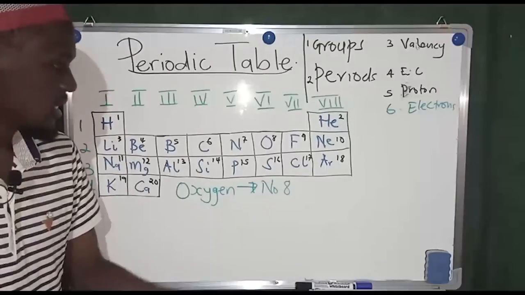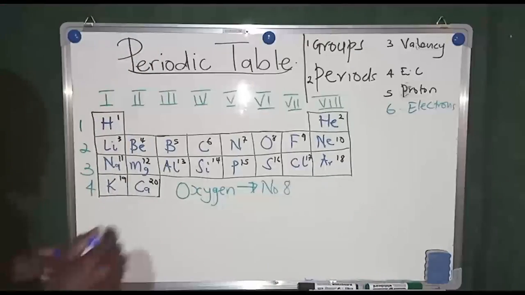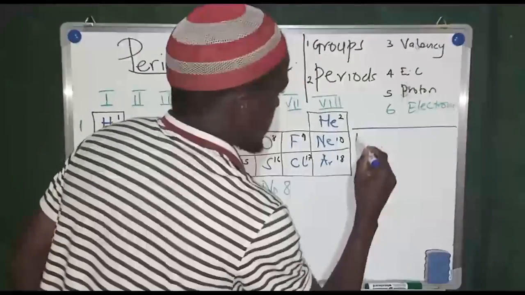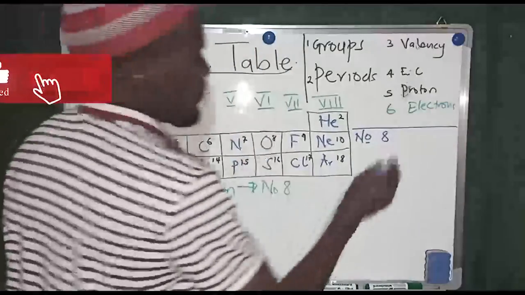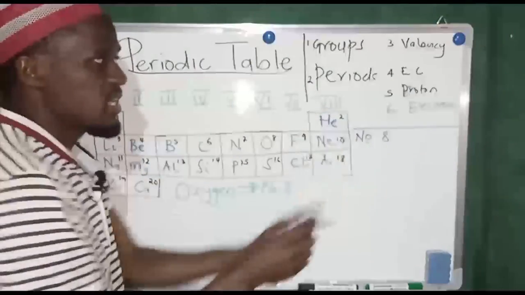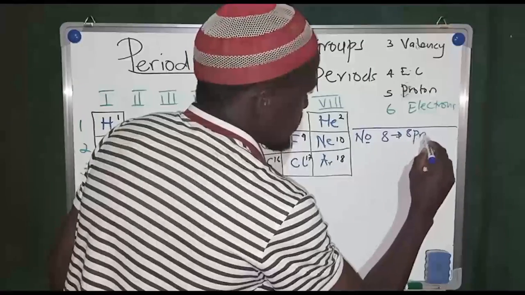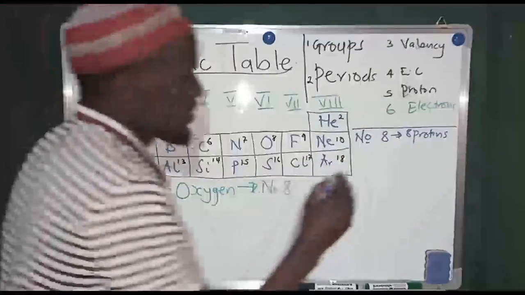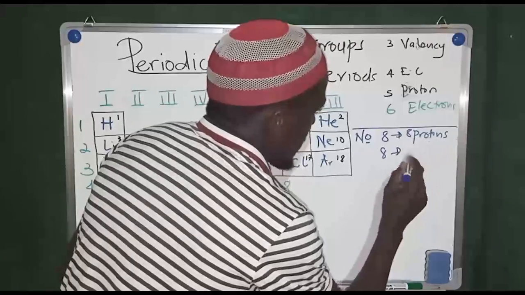If you have picked oxygen and it's number 8, it means that you're going to first get the configuration. Number 8 will first give you the number of protons. There will be 8. Whenever the number is the same as the protons, you will know the protons are 8 protons, and the electrons are the same as protons. So you know that there are also 8 electrons.